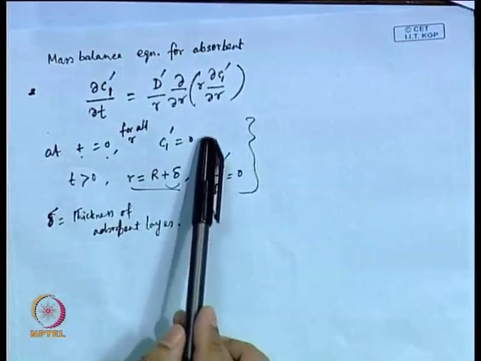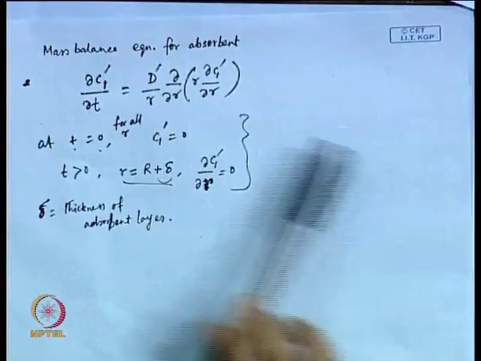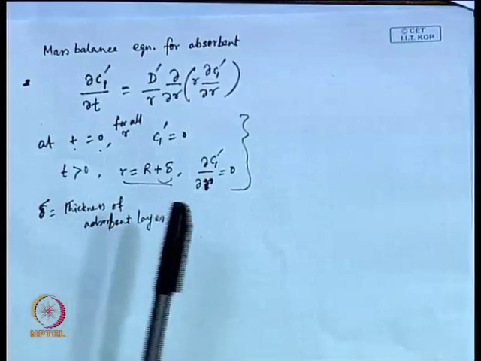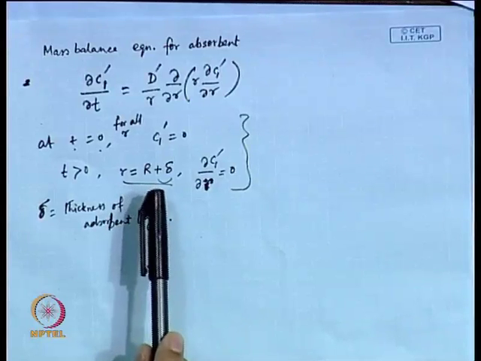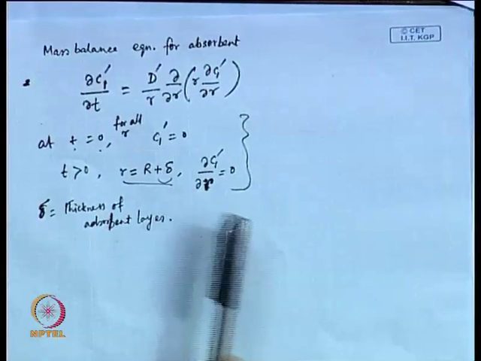At t equal to 0, the entire adsorbent is untouched, so C1 prime is equal to 0. At t greater than 0, at the wall, that means beyond the adsorbent, where R is equal to capital R is the interface of gas and adsorbent, and R is equal to capital R plus delta is the wall beyond the adsorbent, there isn't any diffusive flux there. That is the end of the story, because nothing can pass through; the tube is impermeable.